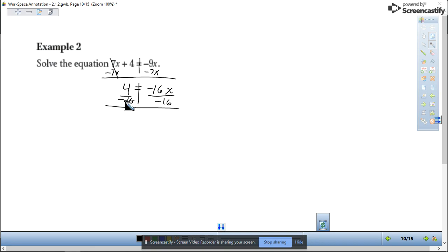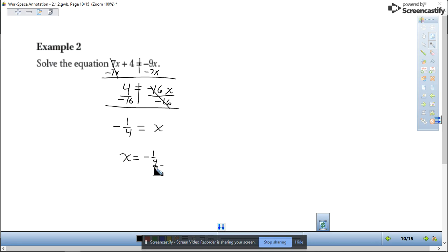Okay? Now, it would be fine to leave it like that, except for the fact that it's not fully simplified. Okay? So 4 and 16, that reduces to negative 1/4. Simply reduce that there, simply simplified. And then the last thing that you probably want to do is use the reflexive property to say x is equal to negative 1/4.